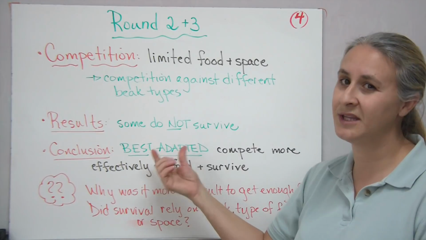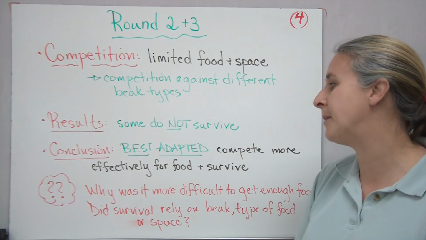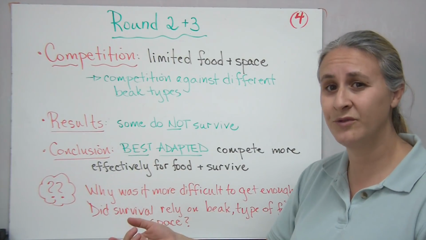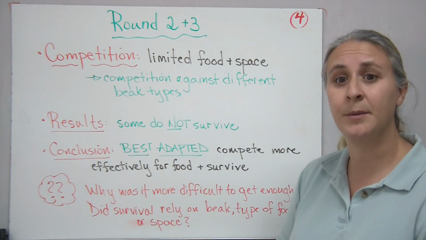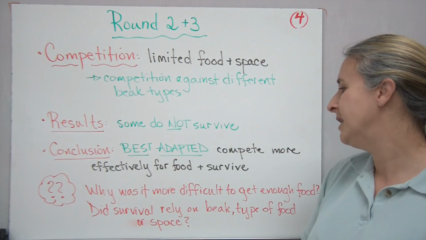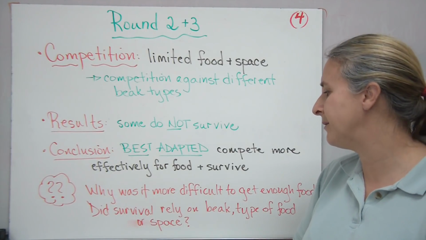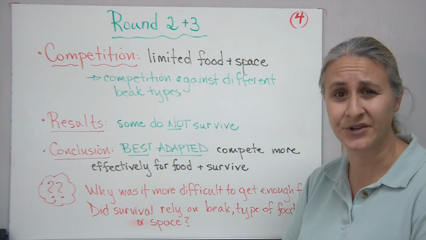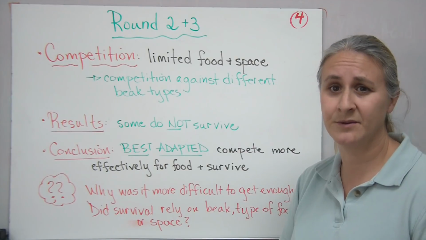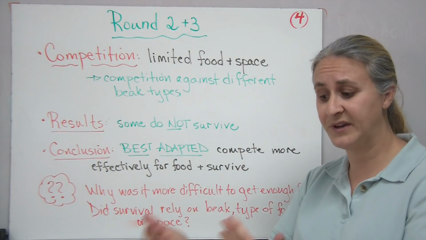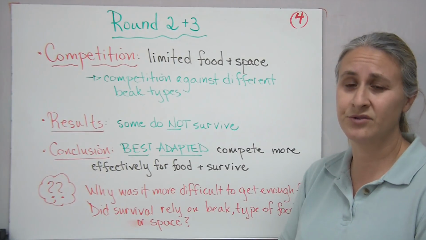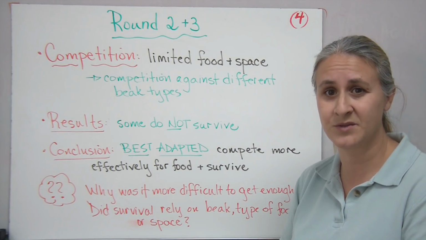So really, truly, in the end, the ones that were best adapted were able to get the most food, they were able to survive and move on to the next round, reproduce, pass on their traits to their offspring. So in some cases, we need to think about why was it more difficult to get enough food? It's pretty easy to answer. We had less space, we had less food, and we have people fighting now in order to be able to get it. So sometimes, in some cases, the real true desire to get the food came into play as well.